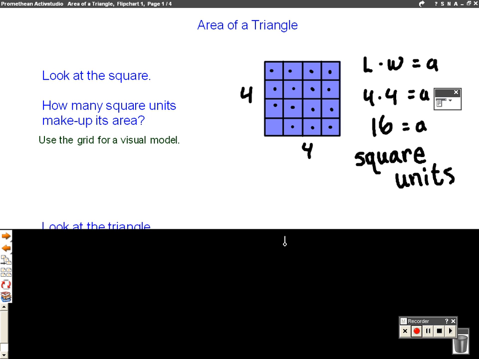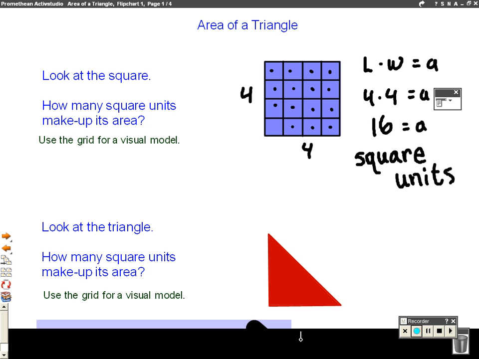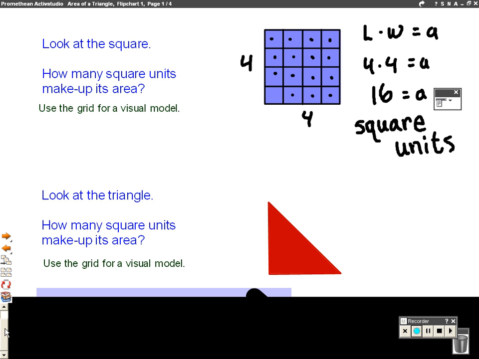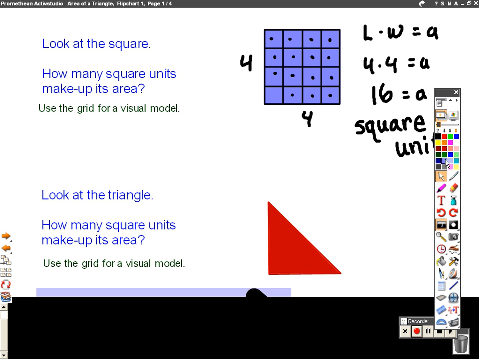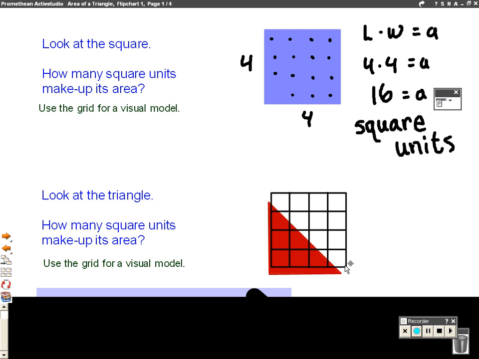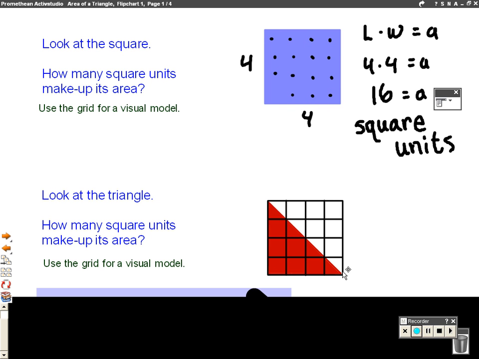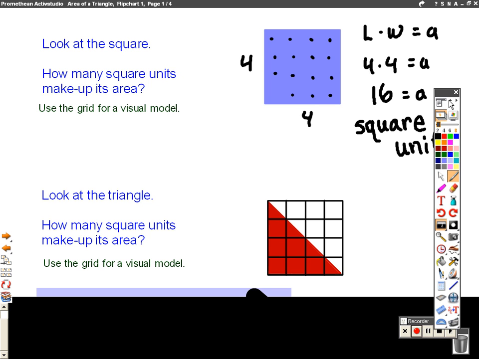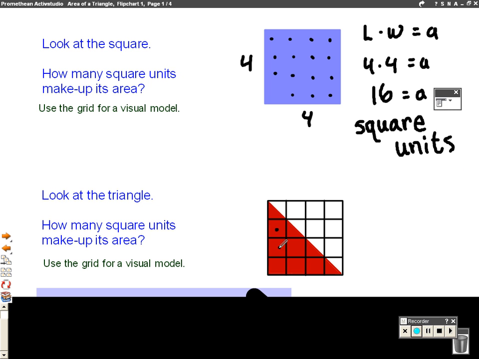All right, now look at the triangle. How many square units make up its area? We're going to move the grid over. Well, you could do the same thing, which is counting them up. 1, 2, 3, 4, 5, 6. If I move this one over here, that's 7, and then 8. Because this and this make a whole, and this would make a whole. 2 halves make a whole.